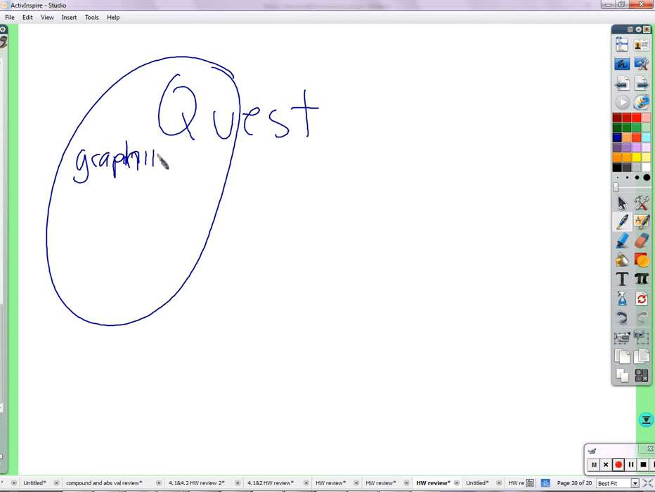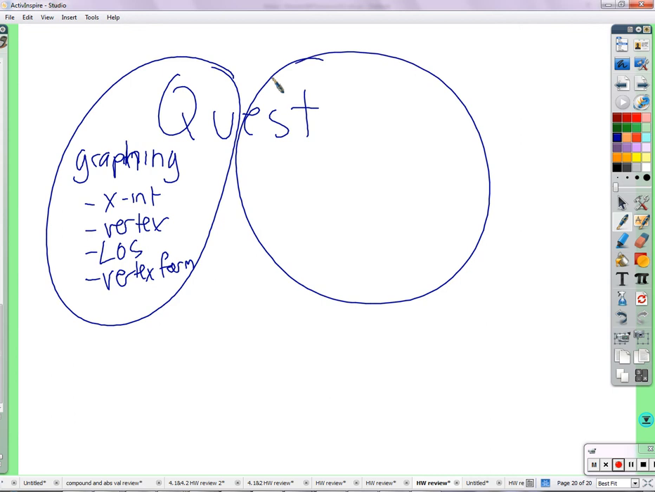What is wrong with what I'm writing? Oh, yeah. So, x-intercepts, vertex, symmetry, vertex form, using completing the square to write in vertex form, grouping, completing the square, and the quadratic formula.